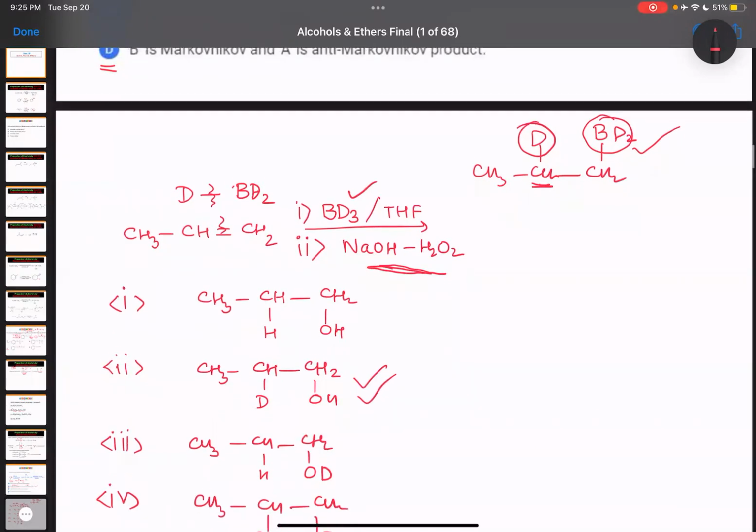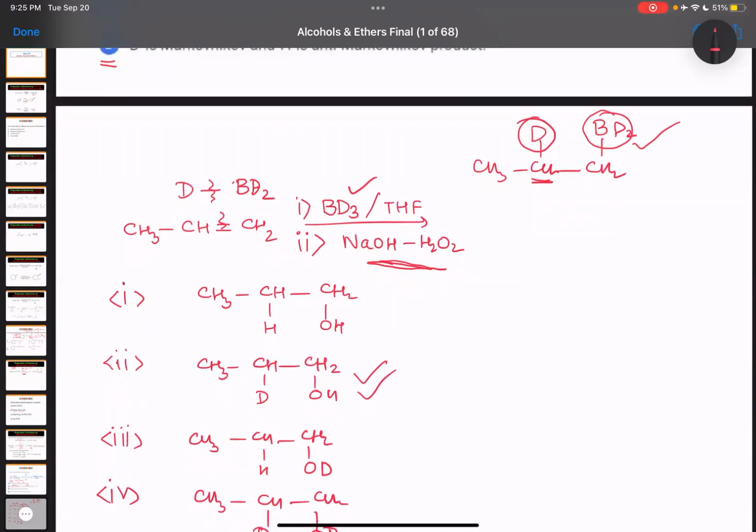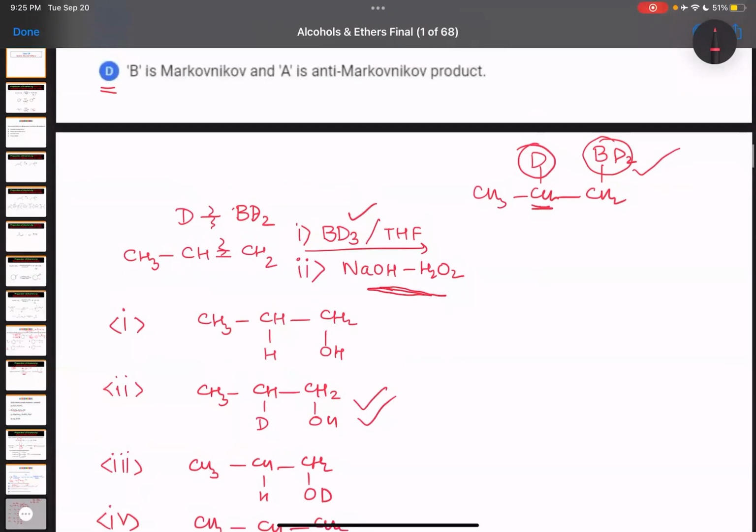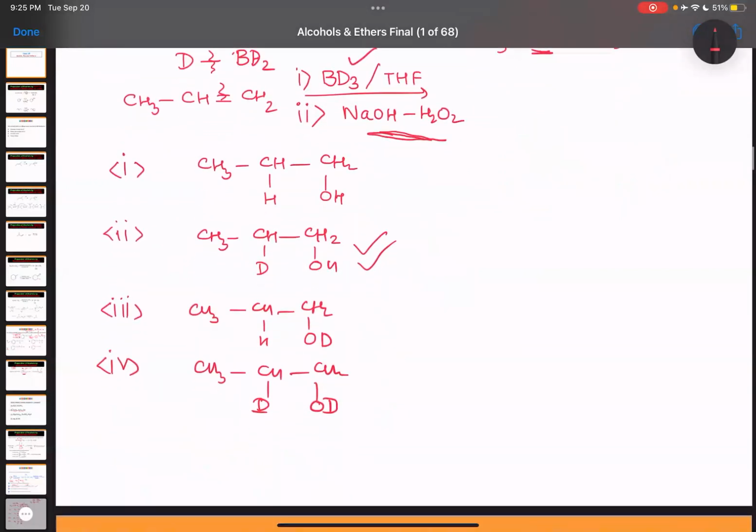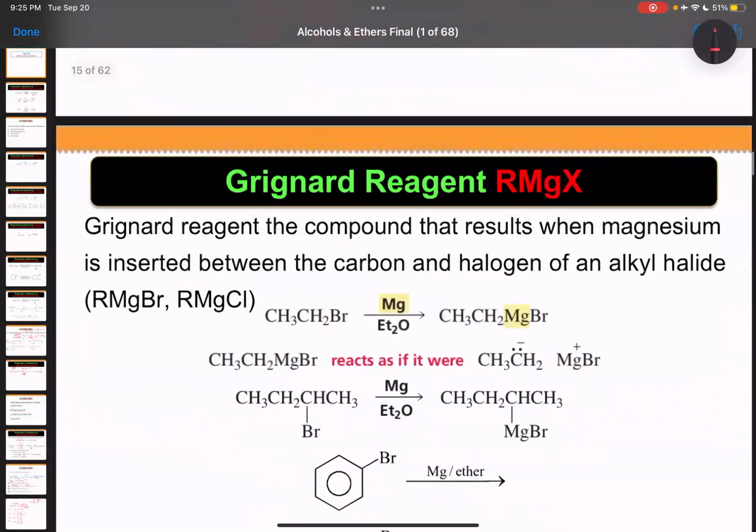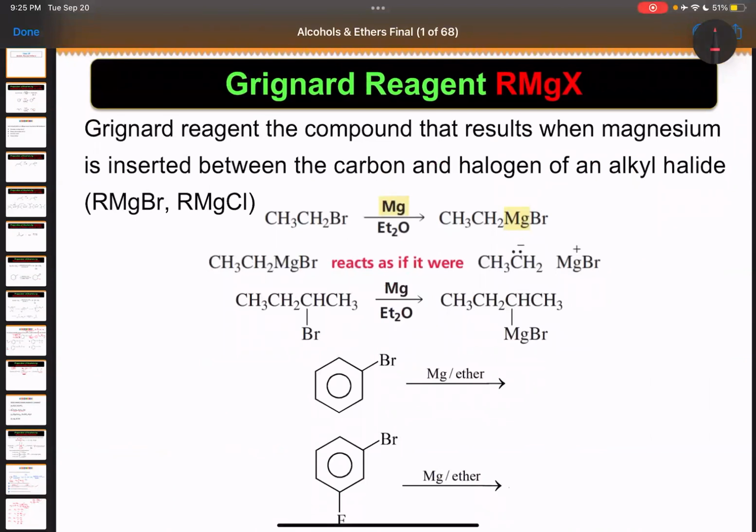So this thing you should keep in mind. If a question is related to mechanism, you need to have the mechanism in your mind so that you can answer it properly. Okay. Yes, sir. So let's move on to another method for the preparation of alcohol, that is by Grignard.